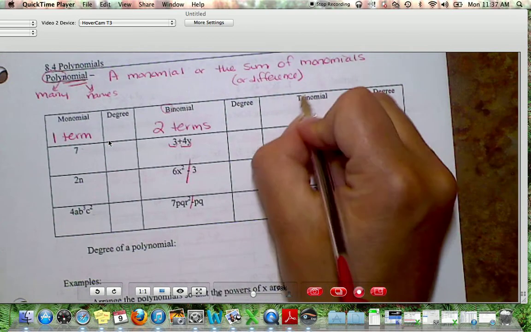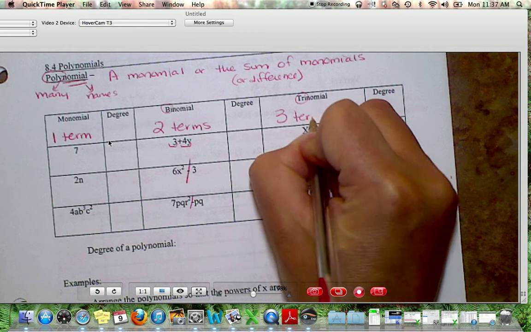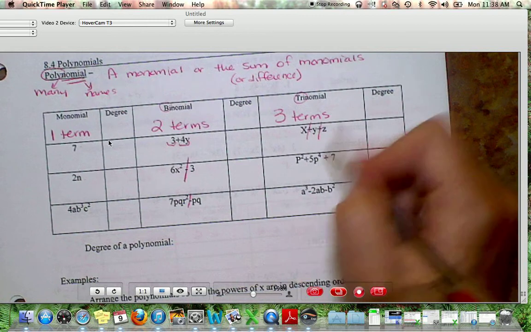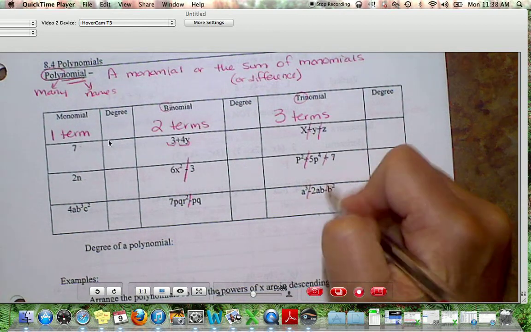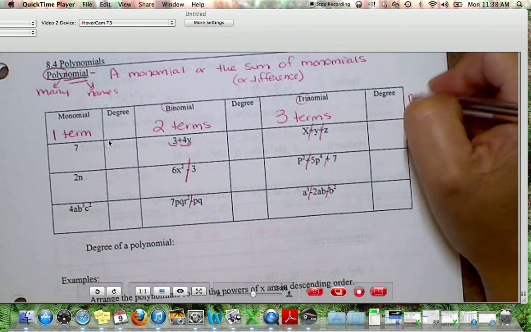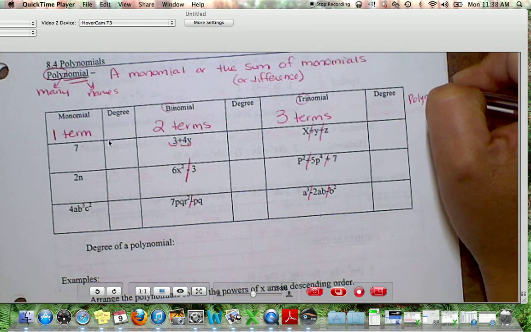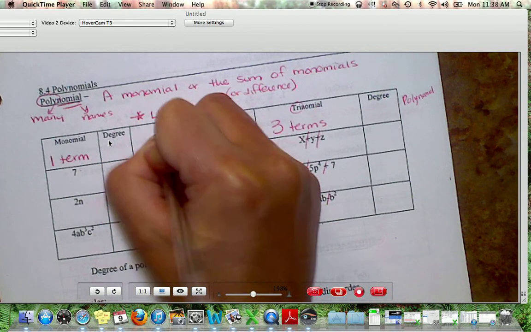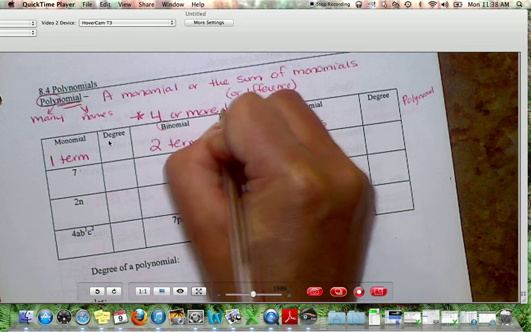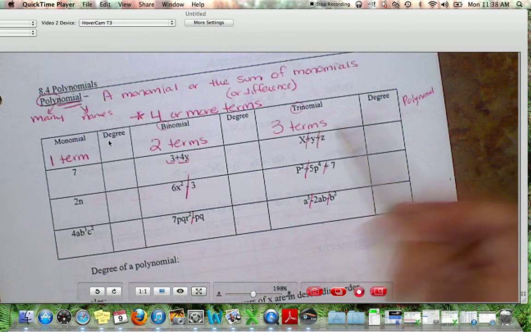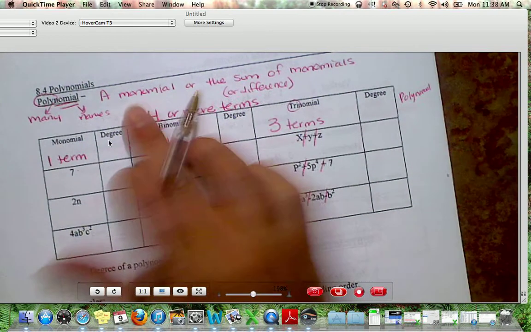The trinomial, like a triangle, is 3 terms. And again, the addition or subtraction breaks it up. So there's 1, 2, 3, 1, 2, 3, 1, 2, 3. 3 terms, all right? So a polynomial, let's actually add that down here. A polynomial would be something that has 4 or more terms, right? Because it's many terms, all right? So that would actually be the next one in the chart, but we have it up here.